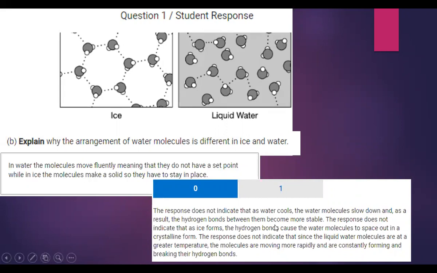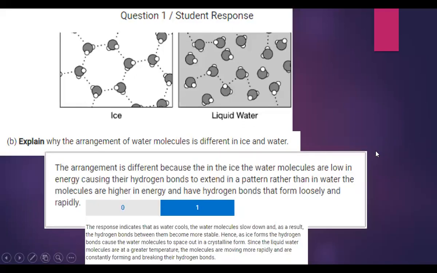The response does not indicate that as water cools, the water molecules slow down or lose energy, and the hydrogen bonds between them become more stable. Okay, so the slower it's moving, the more stable those bonds are. The response does not indicate that as ice forms, the hydrogen bonds cause the water molecules to space out in a crystal form. On the contrary, the response does not indicate that since the water molecules are at a greater temperature, the molecules are moving more rapidly, breaking hydrogen bonds. Okay, all right, let's go to the next one.